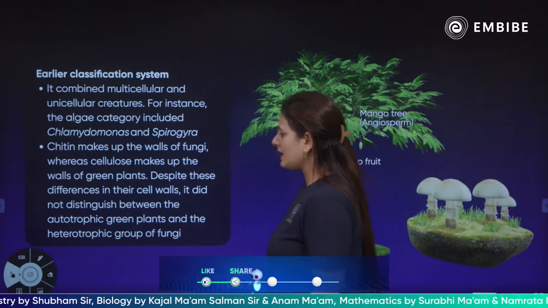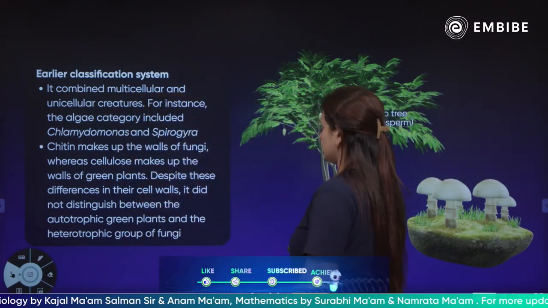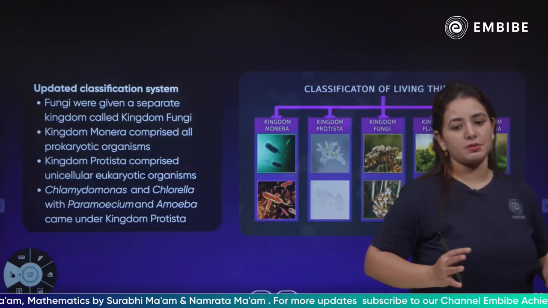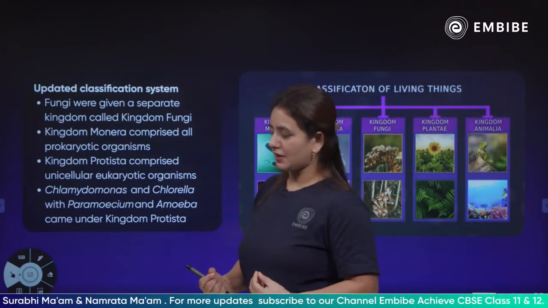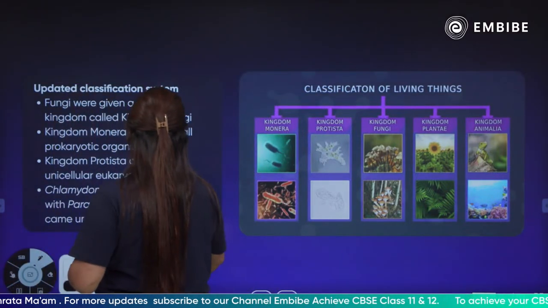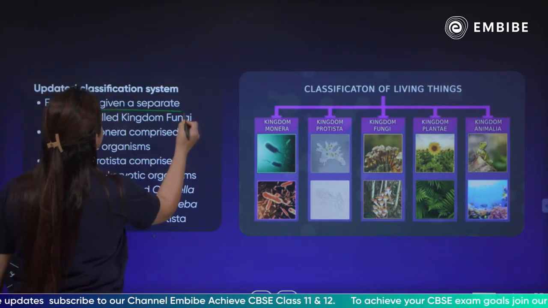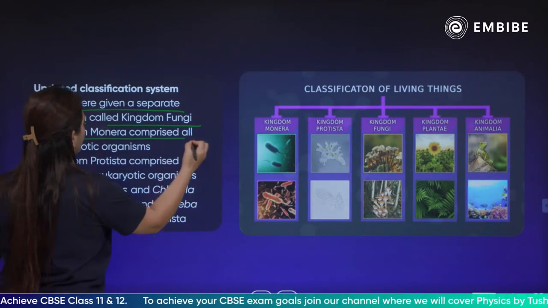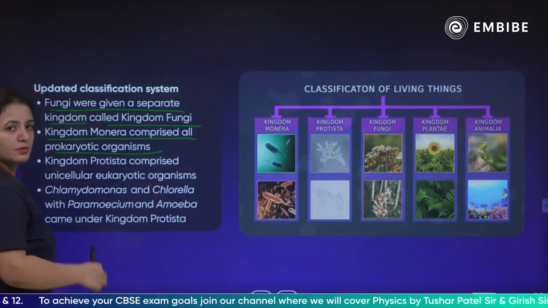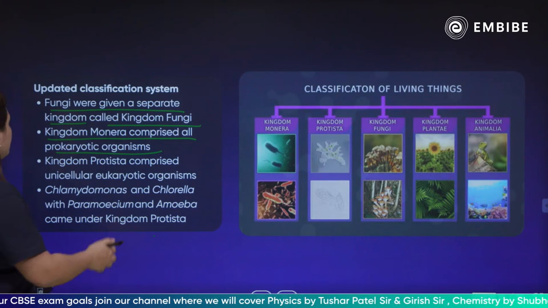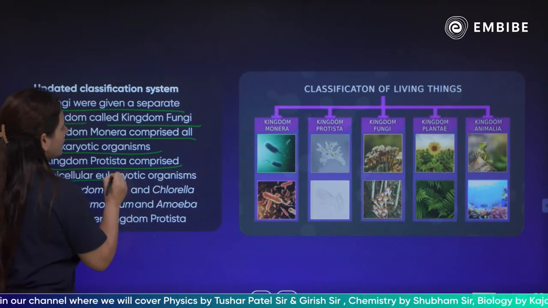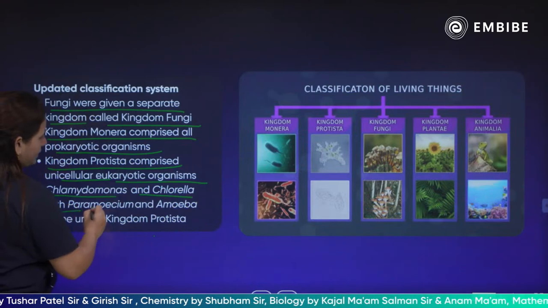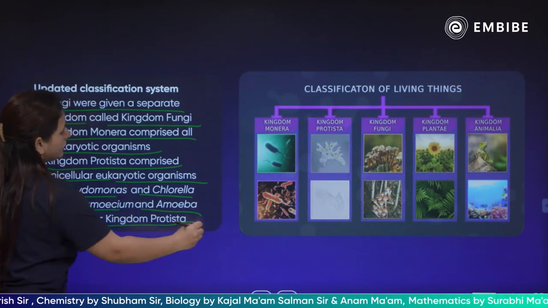The next part that comes into the limelight is the updated classification system. When we talk about the advanced classification system, we talk about the Whittaker classification system, which was widely accepted. Fungi were given a separate kingdom called kingdom Fungi, and kingdom Monera comprised all the prokaryotic organisms. Kingdom Monera, Protista, Fungi, Plantae, Animalia. Kingdom Protista comprises unicellular eukaryotic organisms. Chlamydomonas and Chlorella, with Paramecium and Amoeba, come under kingdom Protista.